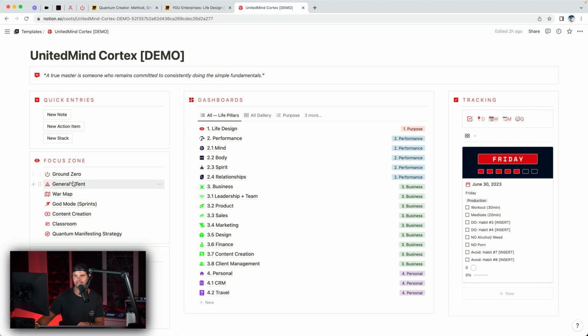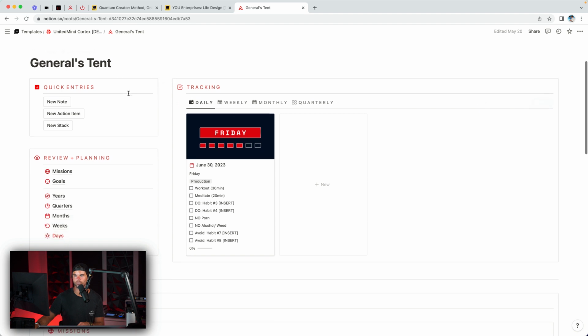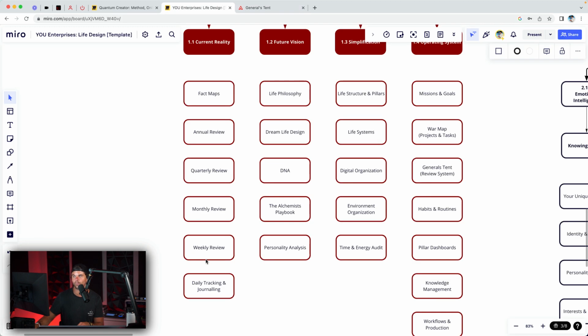But if you want to understand the macro system, you're going to start to learn how to use the General's Tent, which is going to show you how to actually track and conduct annual reviews, quarterly reviews, monthly reviews, weekly reviews, and start to track your days and review your days so you can bring great levels of awareness into how you're showing up and how you're operating on a daily basis, which then fits into the weekly way that you operate, your monthly performance, quarterly performance, annual performance.